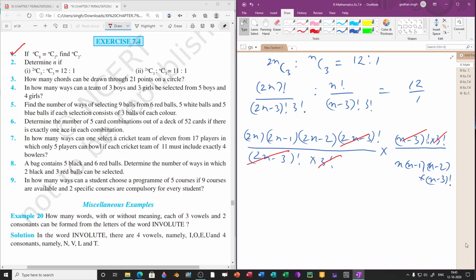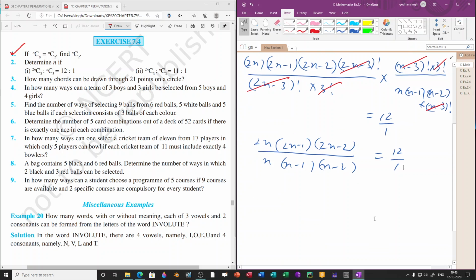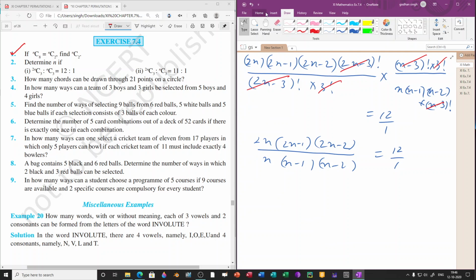So we can cancel this, and that is equal to 12 by 1. Now we can further simplify this, so we will be having here 2n into 2n minus 1 into 2n minus 2 over n into n minus 1 into n minus 2 equal to 12 by 1. Now simplifying it further, we can cancel this n and n.